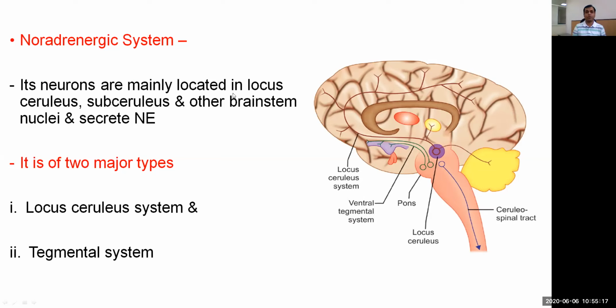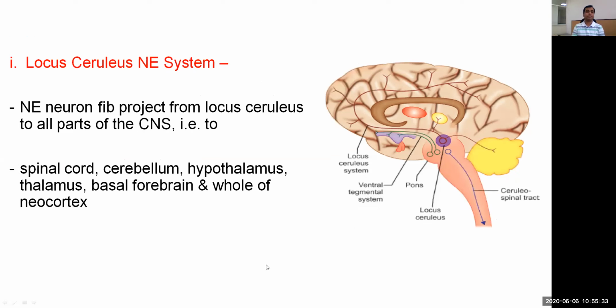Its neurons are mainly located in locus coeruleus, subcoeruleus, and other brainstem nuclei, and they mainly secrete the norepinephrine. It is having two major types: locus coeruleus system and tegmental system. This is a locus coeruleus system and this is the tegmental system. Locus coeruleus system, norepinephrine secreting neuron fibers project from locus coeruleus to all parts of the central nervous system, as you can see here. That is to spinal cord, cerebellum, hypothalamus, thalamus, basal forebrain, and whole of the neocortex.